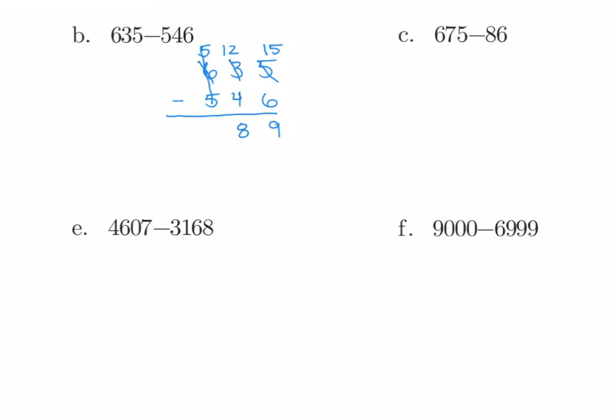All right, example C. I'm going to start by putting my 675 on top. I'm going to push my 86 on the bottom. Again, I want to push it to the right so that my ones columns line up. And we go ahead and subtract. Again, I can't do 5 minus 6, so I need to borrow. The 7 will become a 6. The 5 will become a 15. 15 minus 6 is 9.